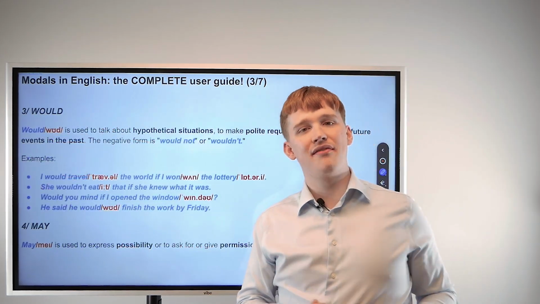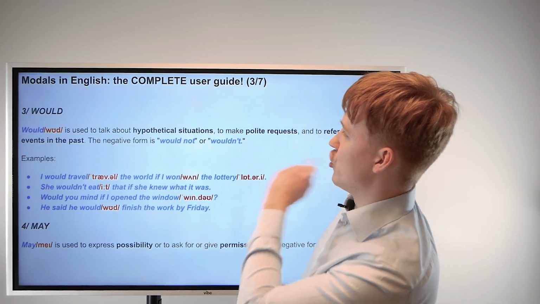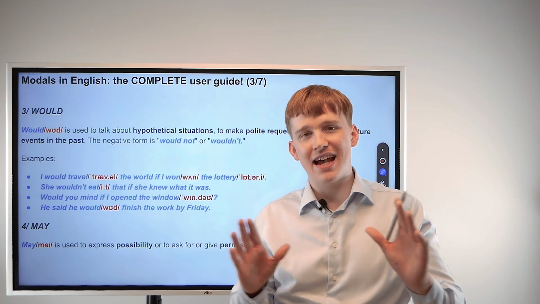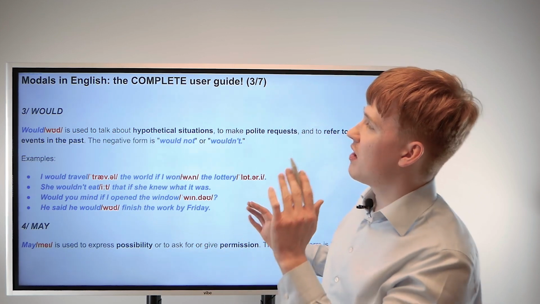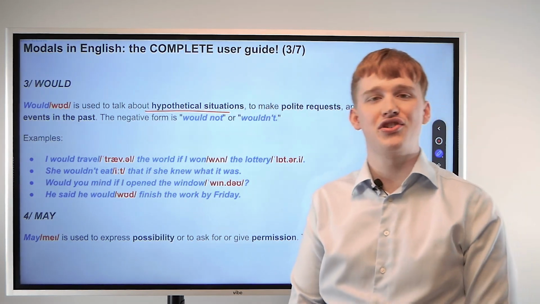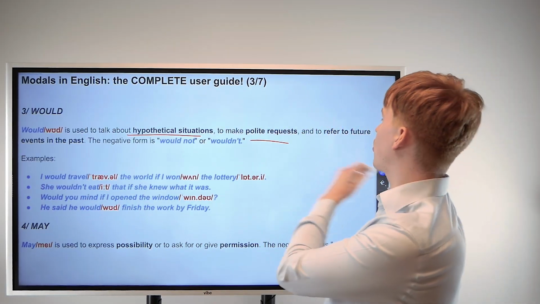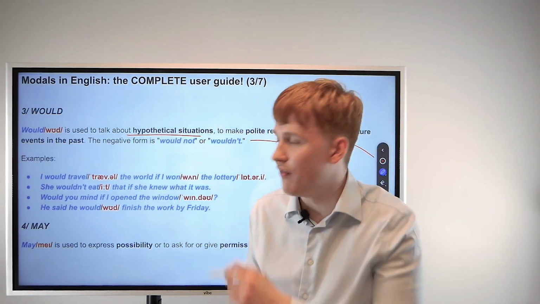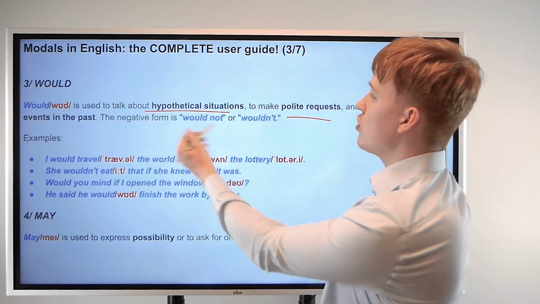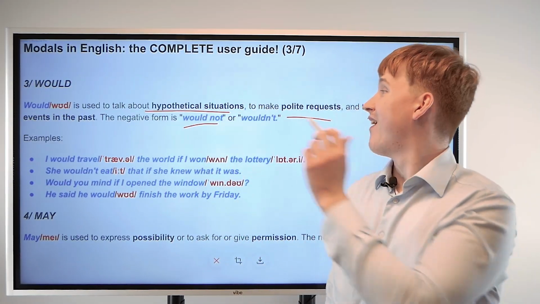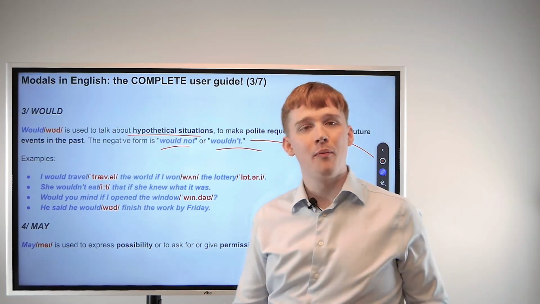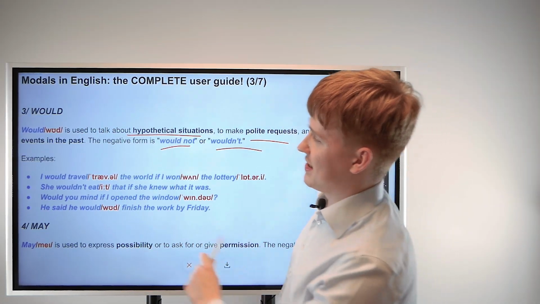Next up, we have the modal verb would. So we use would quite similarly to how we use will, but this is quite often used in a hypothetical situation, and we use it to make a polite request and refer to future events in the past. And the negative form for this is would not or wouldn't. Yes, good job. Okay, so how would we use this in a sentence?